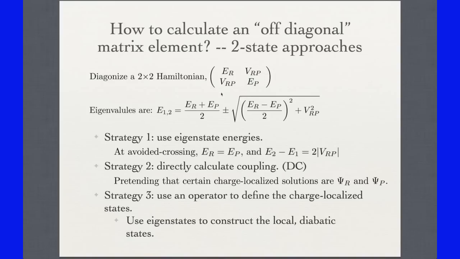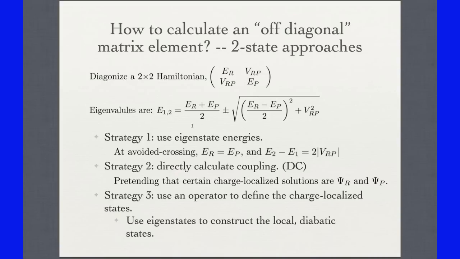Diabatic state or reactant-product state space, this is pretty general. You can imagine that you have a 2x2 Hamiltonian with your energy here and your coupling here. So the eigenvalue can be obtained by simply a direct diagonalization of this. For example, you can just manually diagonalize it, and here are your eigenvalues. Okay? So let's keep this model in our mind.